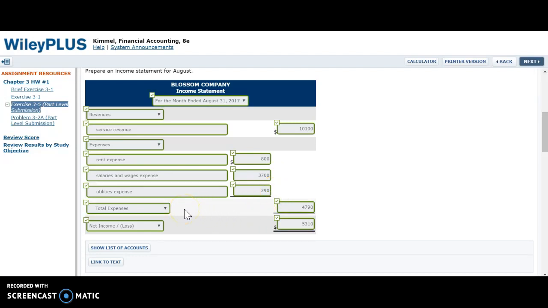The next line is total expenses. So we're going to take $800, add in $3,700 and an additional $290 for a balance total expenses of $4,790. The next line is the net income or loss, and we find that by taking the $10,100, subtracting out the $4,790, and we get a net income of $5,310. That's all for part A.